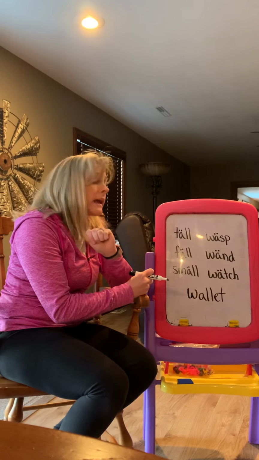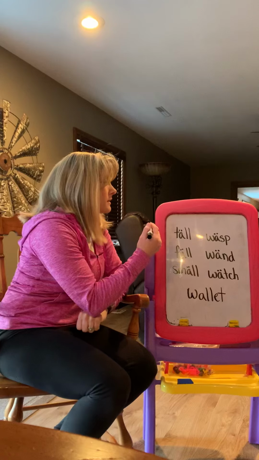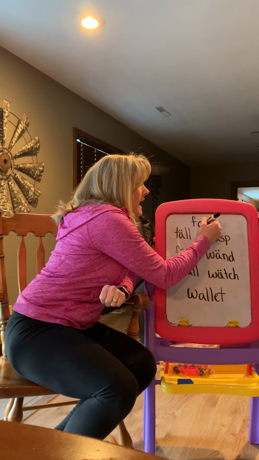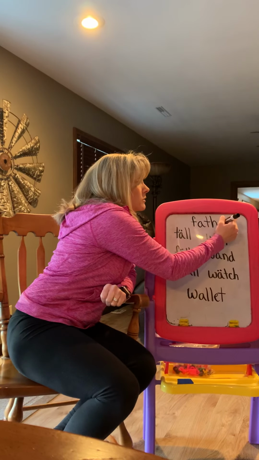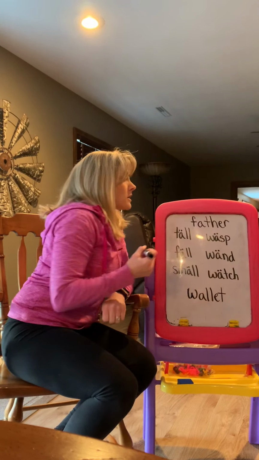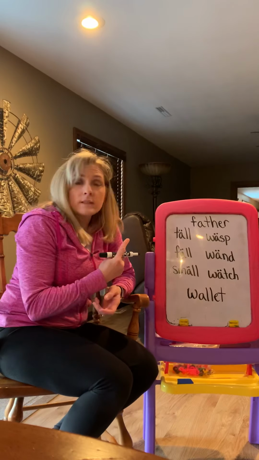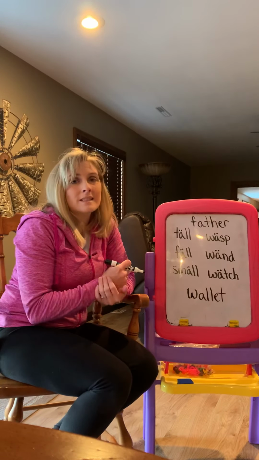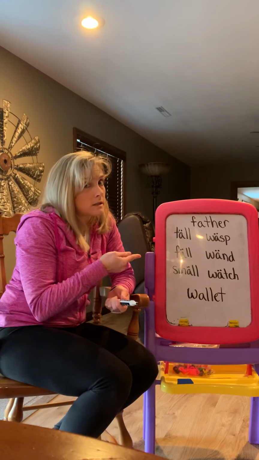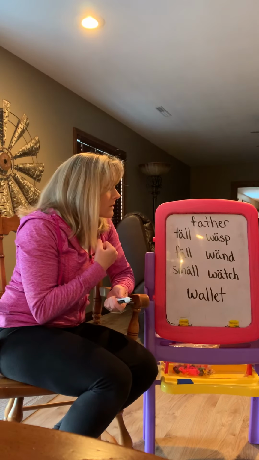Our new sight word for this lesson is the word father. Now, remember, sight words don't follow the rules. They do not follow the rules. That's why they're sight words. We don't see a W at the beginning of this word, and we don't see an L in it. So just know that, like all sight words, this one does not follow the rule.